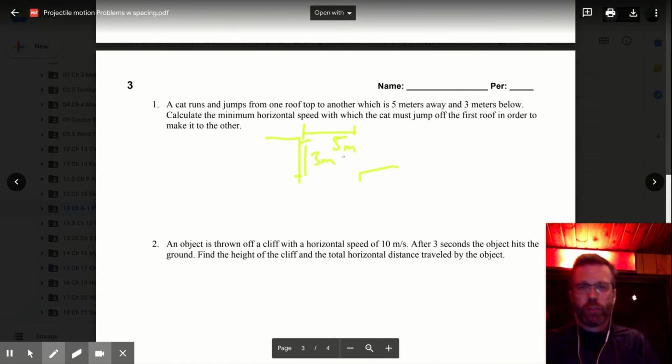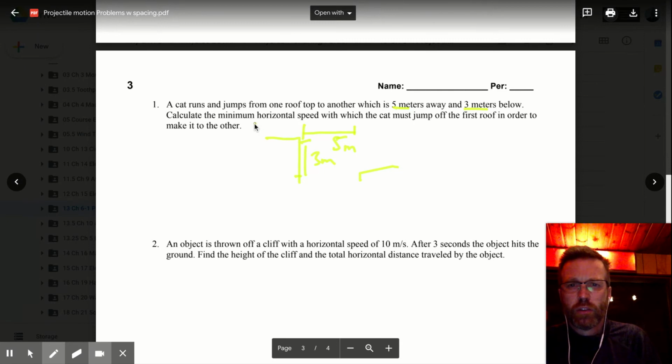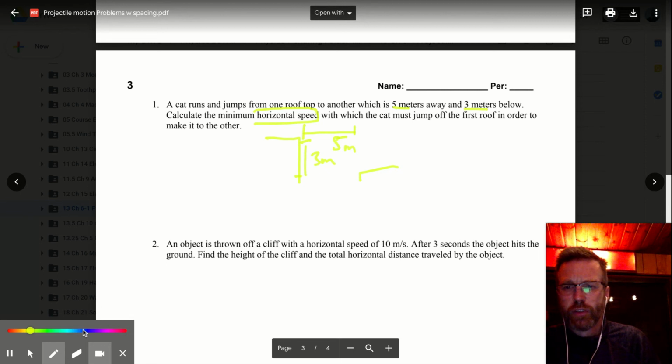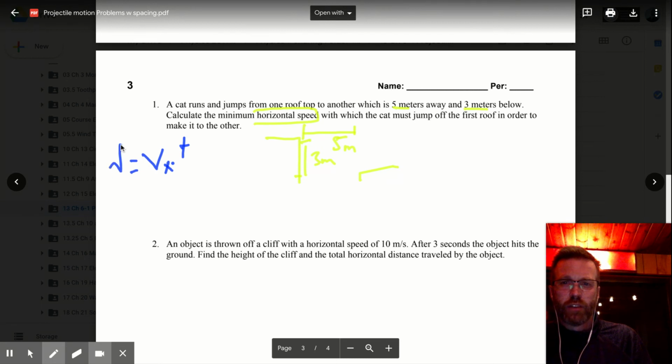So the idea on these problems, let's figure out what is it we know. So we know the information we just talked about. We're looking for horizontal speed. So let's give that a physics name. The thing we're looking for, horizontal speed, that's velocity in the x direction. Now we have a tool that helps us with that. Let's see what we can do in order to make it to the other. So we know that vx times t equals dx. That's the tool we have that involves horizontal velocity.